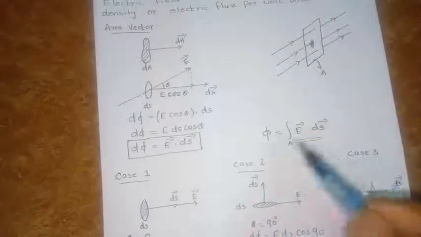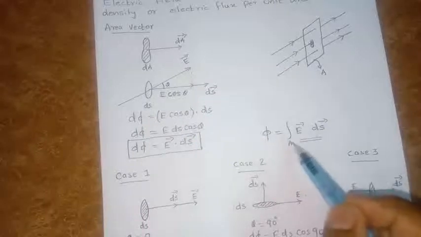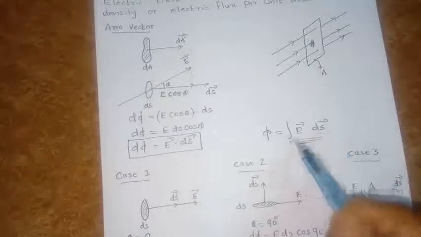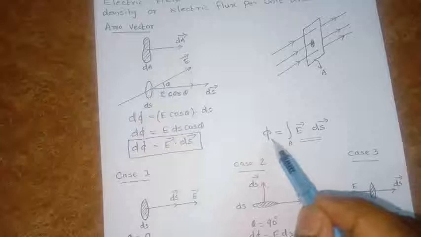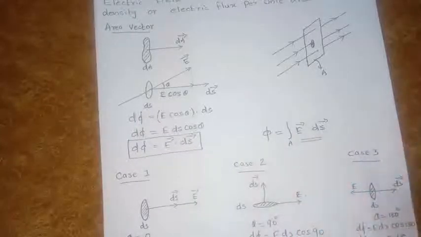So the electric flux through any surface is the surface integral of the electric field over that surface. Once again, electric flux through any surface can be defined as the surface integral of the electric field over that surface.